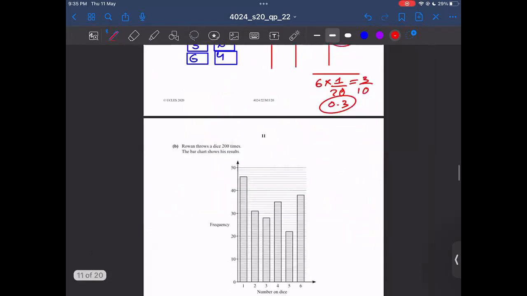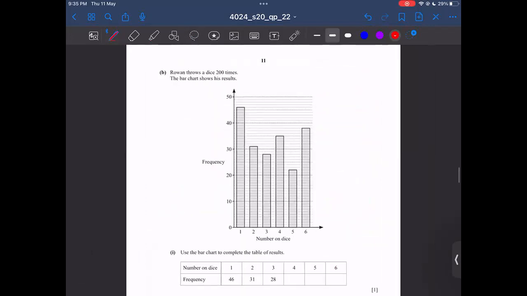It says Rowan throws a dice 200 times. The bar chart shows his results. Use the bar chart to complete the table of the following results. So we have this bar chart, and we need to have a proper understanding of it in order to complete the table.